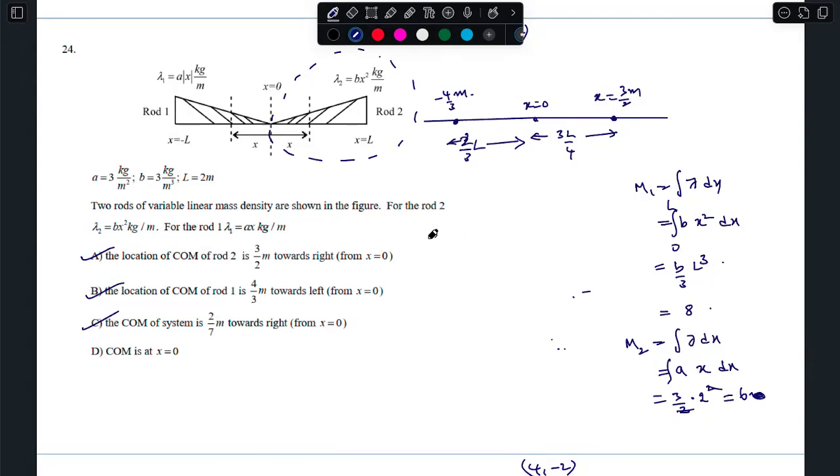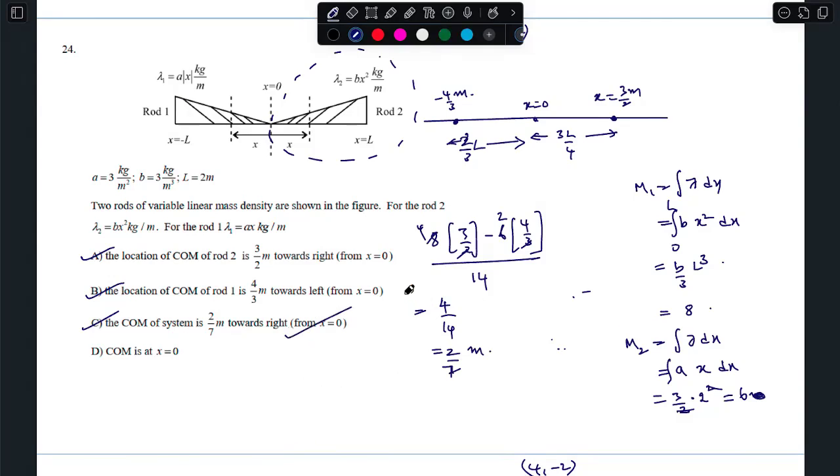Now again you need to find the center of mass of the combined system. So how to find? M1 is 8, 3L by 4 is 3 by 2, minus 6 times 4 by 3, by total mass of the system 14. By doing which you will get this one as 4, this one as 2, 12 minus 8. 12 minus 8 is 4 by 14 or 2 by 7 meter. Plus came, so it is on the right side.